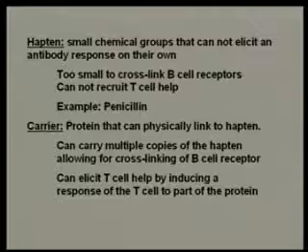A carrier is a protein that can be physically linked to the hapten. You have to have the protein and the hapten together. The one protein itself can have both a hapten and a carrier on it. The carrier can carry multiple copies of the hapten, which could allow for cross-linking of the B-cell receptor. That's one of the things that's missing in the hapten. They're too small. They can't cross-link the B-cell receptor. Also, the carriers can elicit T-cell help by inducing the response of the T cell to the carrier protein.